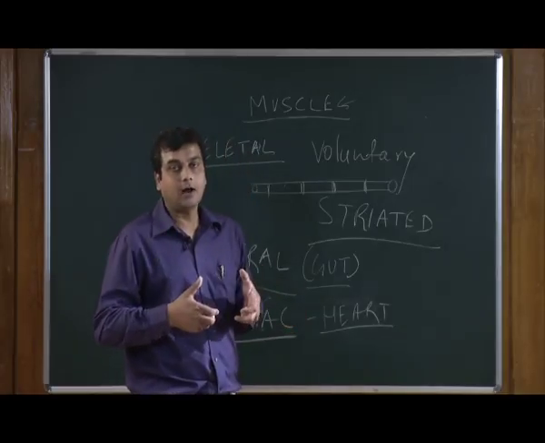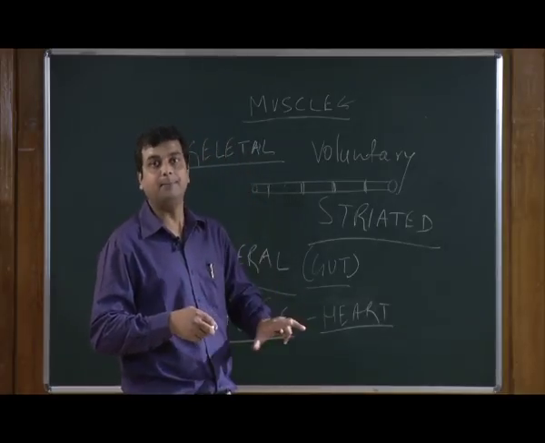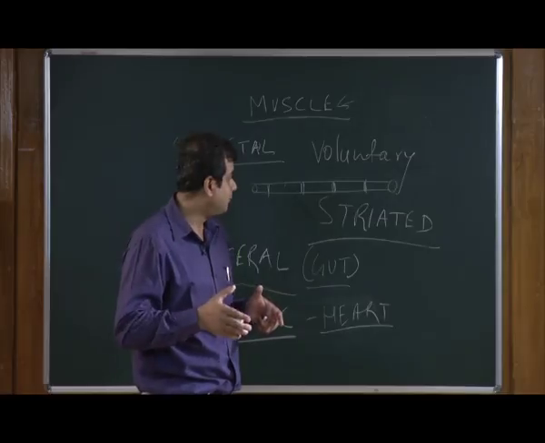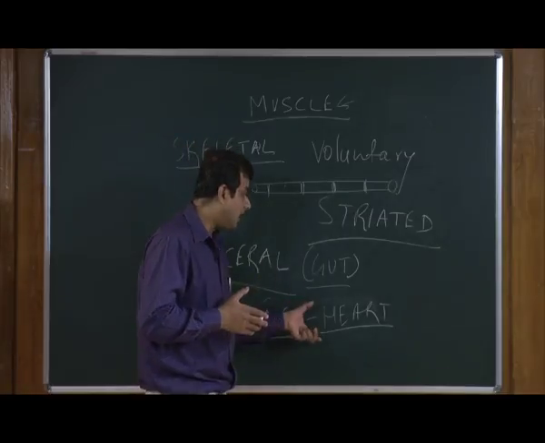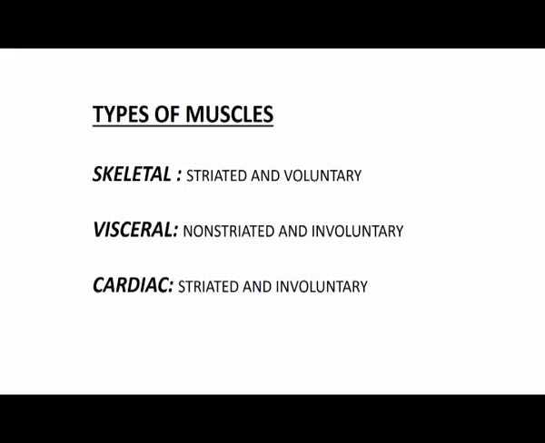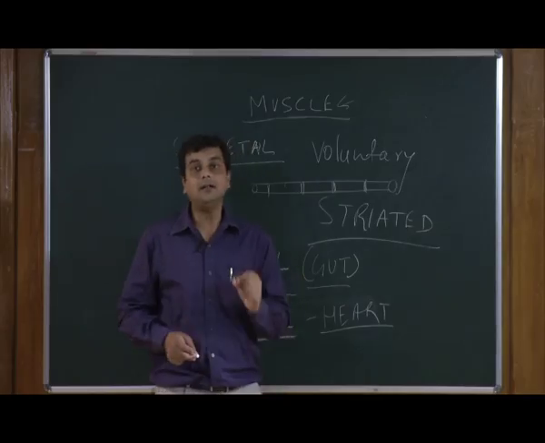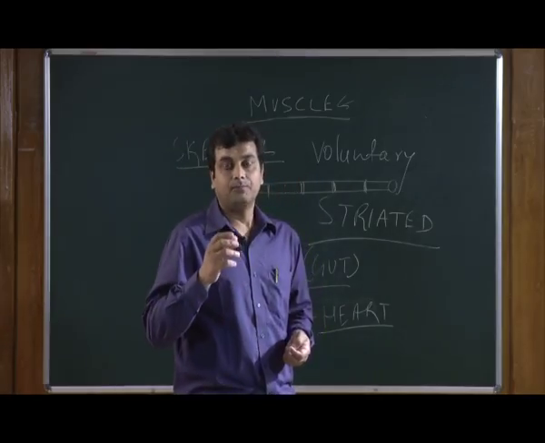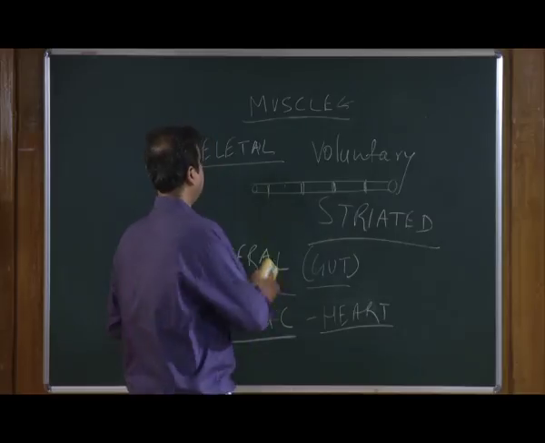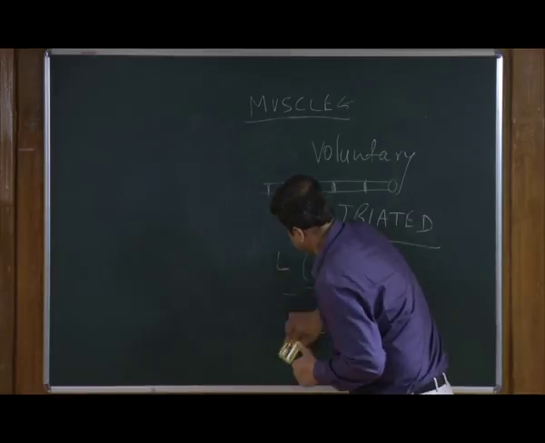But the heart is not under our control. We can't say stop beating heart; you cannot stop the heartbeat. This is absolutely impossible. It is not under your will. So, heart muscles are involuntary in nature. As shown in the slide, skeletal muscle is striated and voluntary, visceral is non-striated and involuntary, while cardiac is striated and involuntary. These are the three typical types of muscle cell which we are going to discuss in further classes. But let us try to see the structure of a typical muscle cell.